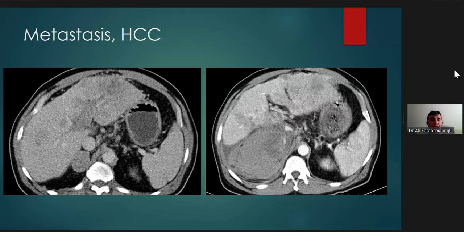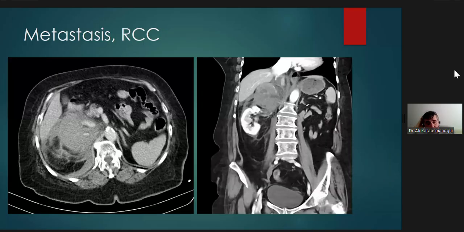RCCs are the most commonly metastasizing tumors to the adrenal glands after lung tumors. This patient has a history of RCC, which was treated with a left nephrectomy. He was in remission and presented to the emergency department with severe abdominal pain. CT scan showed a large hemorrhagic area in the right adrenal gland region, with some enhancing areas or active contrast extravasation.